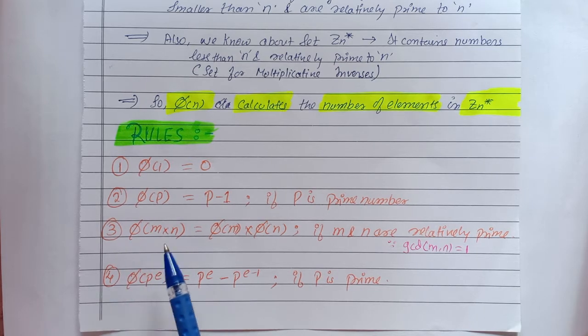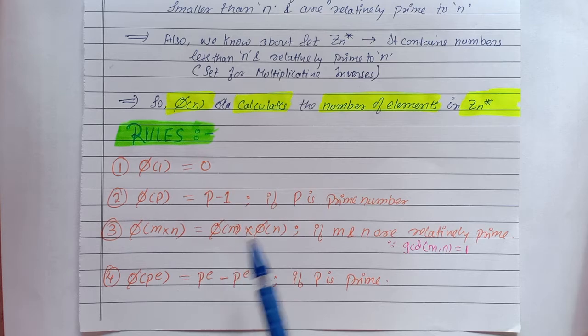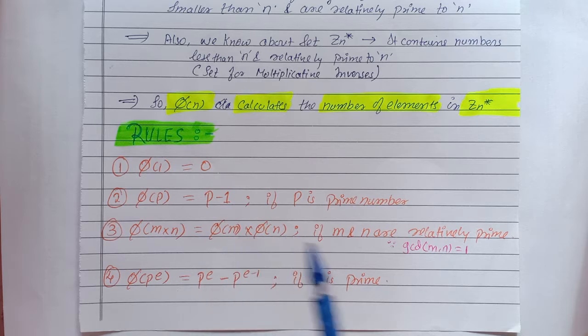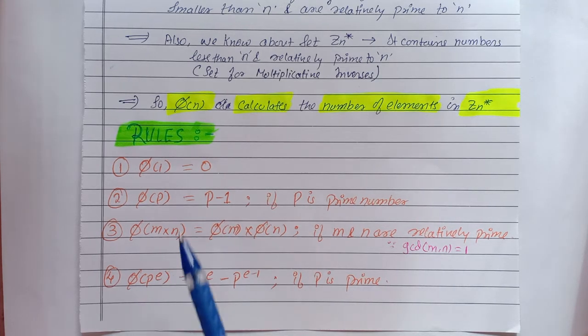Next, phi of m into n, where m into n is some composite number. That is equal to phi of m into phi of n. So we have split it. Here m and n both are relatively prime, that is, the GCD of m and n is 1. Then phi of p raised to e is equal to p raised to e minus p raised to e minus 1. Here also p is a prime number and e can be any exponent. So using these 4 rules we can find how many numbers are in Zn star.